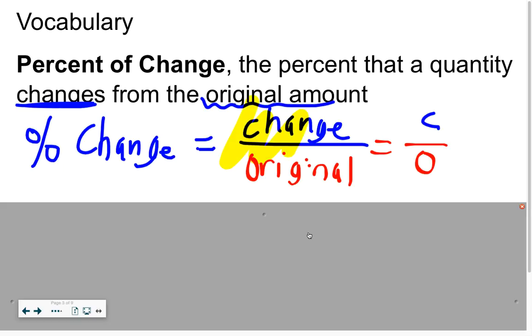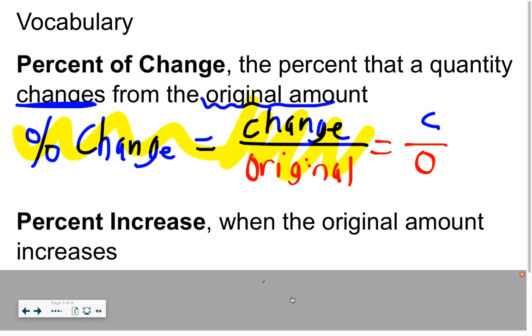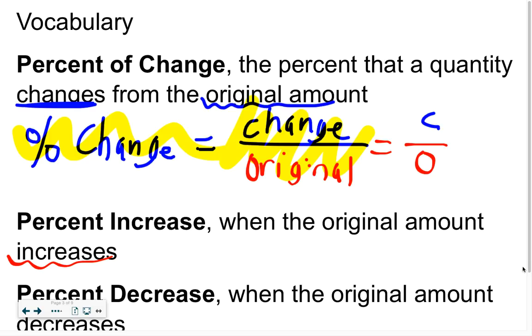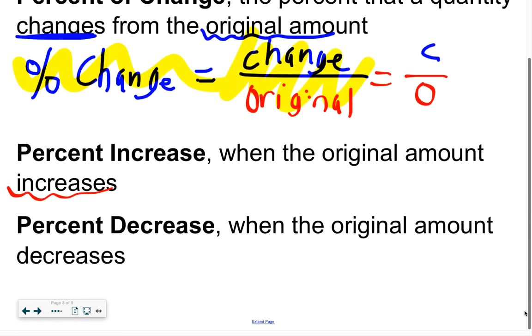So every time, this is your formula. Every problem you're going to write down change over the original. Now, like yesterday, we saw two of them. We had a percent increase, where, again, the word says it itself, it increases, like the population between company B and company A when they're projecting the population of that city. And then a percent decrease is where the original amount decreases or goes down, which we saw with our lab from 6.5 from yesterday, where the fish going through the dams decreased each time.